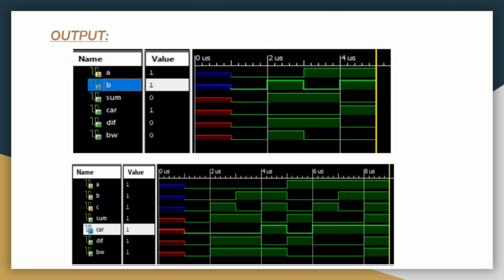When you look into the output, when you take A and B as two inputs, you'll take A is equal to 1 and B is equal to 1. Then sum will be 0, carry out will be 1, difference will be 0, and borrow out will also be 0. And when you take A is equal to 1, B is equal to 1, and C is equal to 1 as inputs, the sum will be 1, carry out will be 1, and difference will be 1, and also borrow out will be 1.